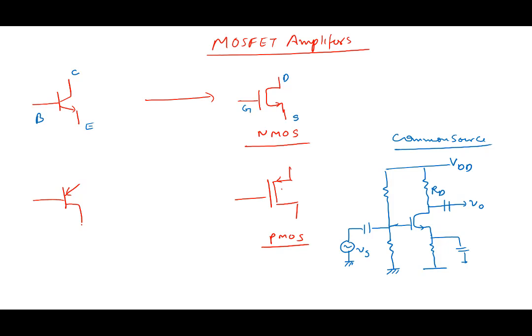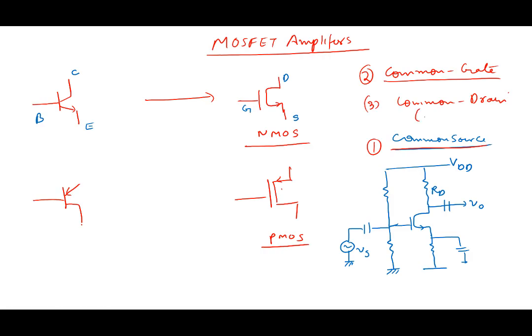Similarly, if I take my transistor out and plug it into a common base, what will common base become? What would be a common base amplifier here? Common gate. It would become a common gate amplifier. So common source is one, common gate is another, and the third one would be common drain, which we will also call, remember common collector was also called what? Emitter follower, so we'll call it source follower. So these are the three amplifiers that you can build: common gate, common drain, common source. You could build it with an NMOS, you could build it with a PMOS.